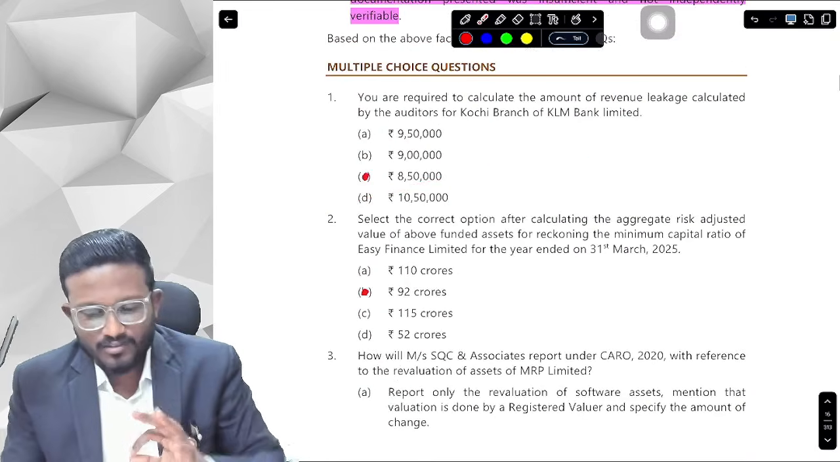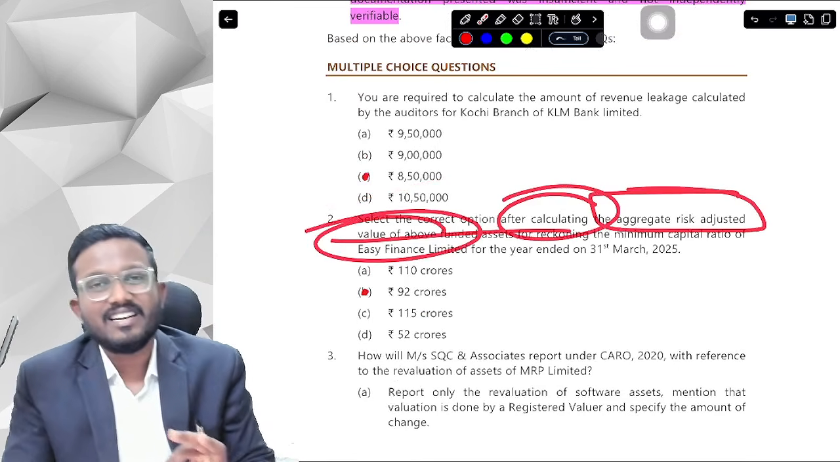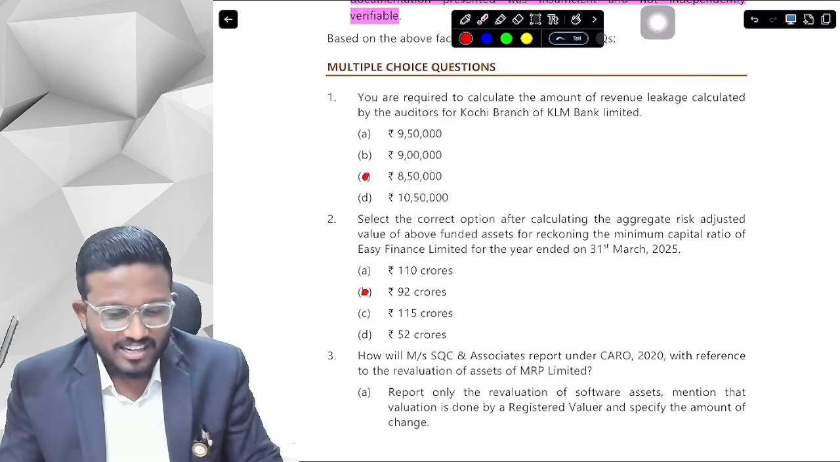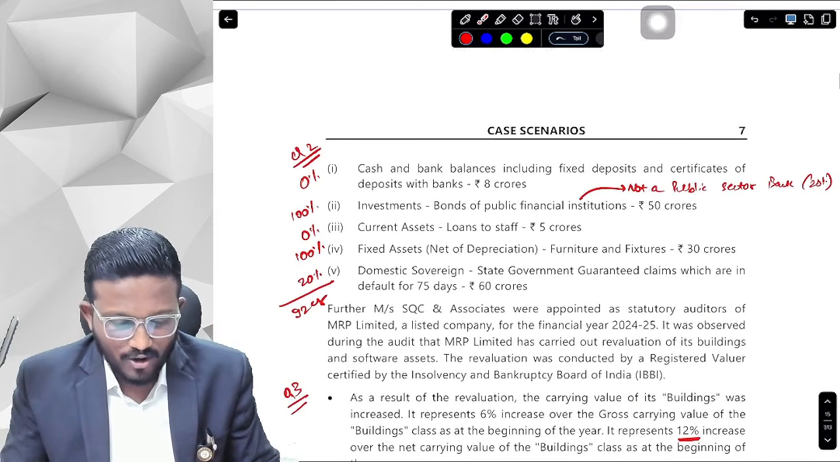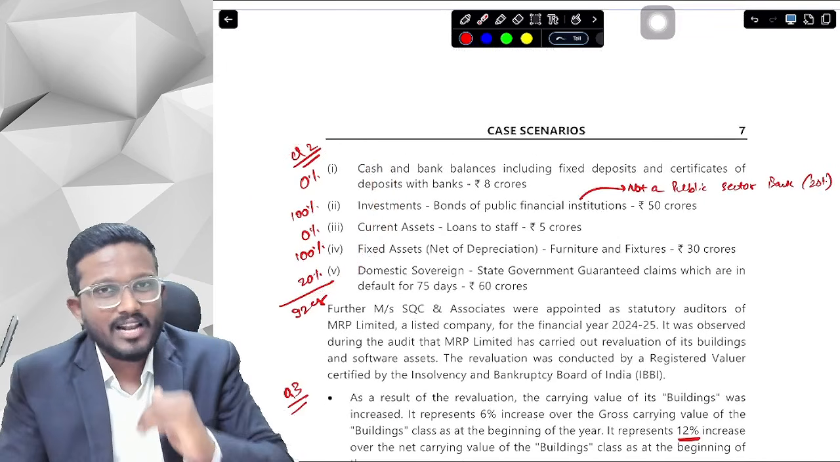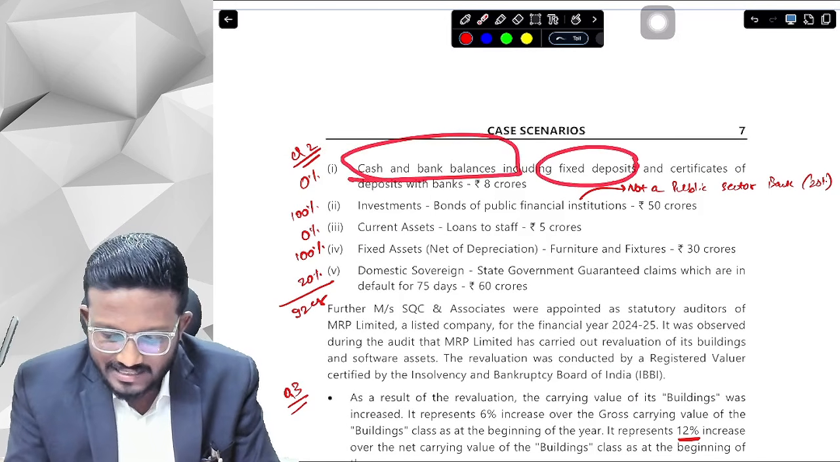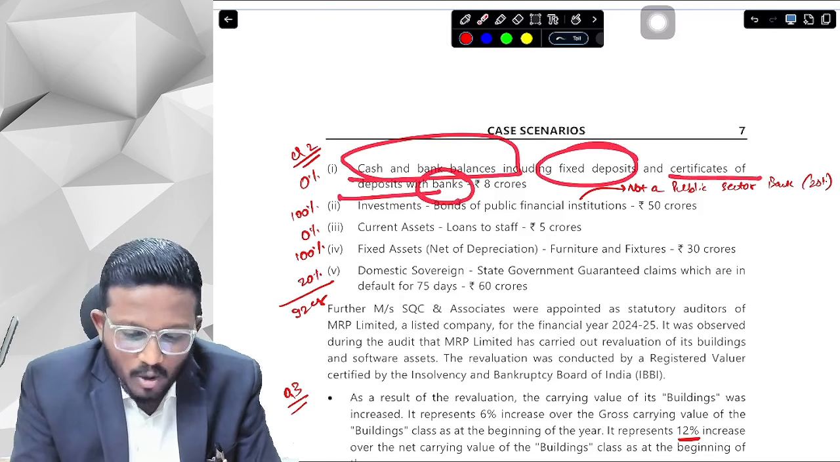So here the answer will be what, sir? 8.5 lakh. Next, we need to select the correct option after calculating the aggregated risk adjusted value of your assets. So we need to calculate the risk adjusted value of the assets. We need to multiply with the risk weights, and then we need to calculate the risk adjusted value of the assets.